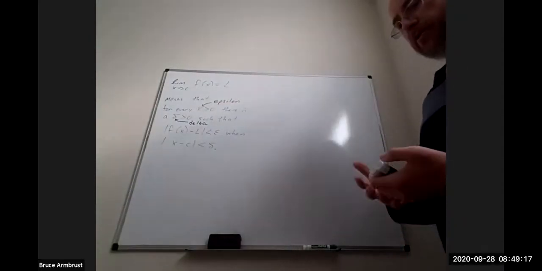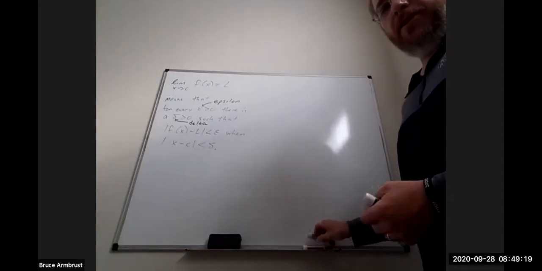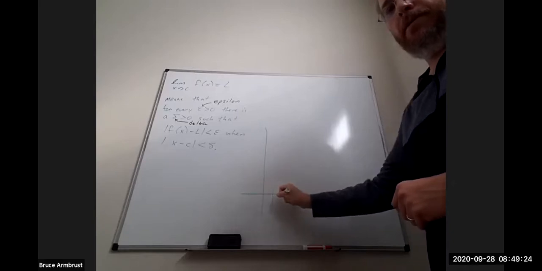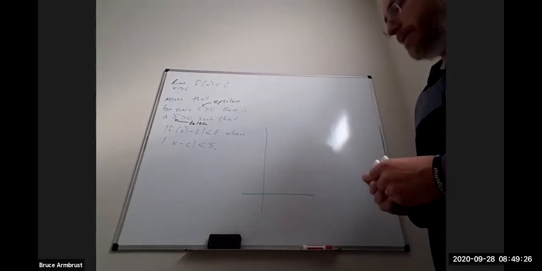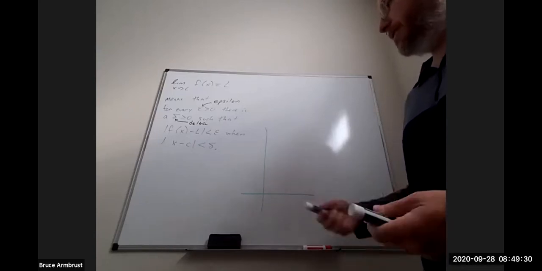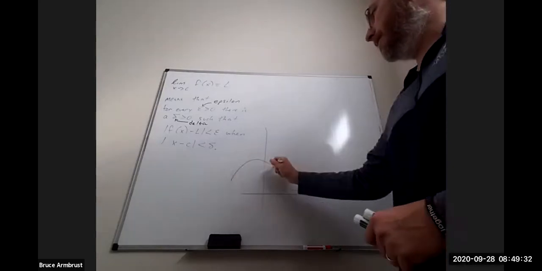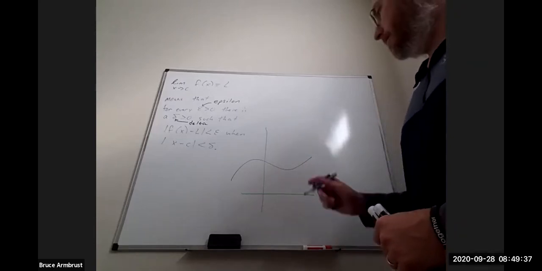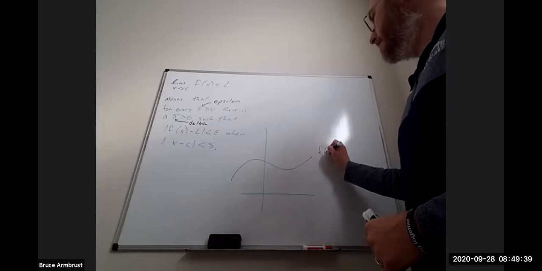Okay, so let me draw a picture. We're just going to start with regular old axes like we're used to. And then I'm going to put just some function on here. It's an unknown function. It's just a random function. It doesn't really matter. But here's our f of x.